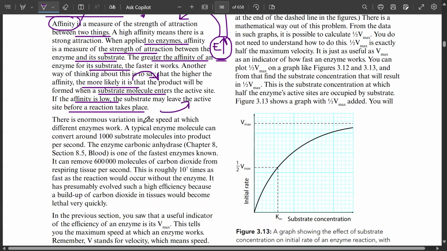There is enormous variation in the speed at which different enzymes work. A typical enzyme molecule can convert about 1,000 substrate molecules into product per second. जैसे कि कार्बोनिक एनहाइड्रेज है, ये फास्टेस्ट एंजाइम है ever known. Carbonic anhydrase can remove 6 lakh molecules of carbon dioxide from respiring tissue per second, which is like 10 to power 7 times faster than if the reaction happened without an enzyme. ये 10 to power 7 times more faster reaction है as it would have been done without an enzyme. So it has a very high efficiency.